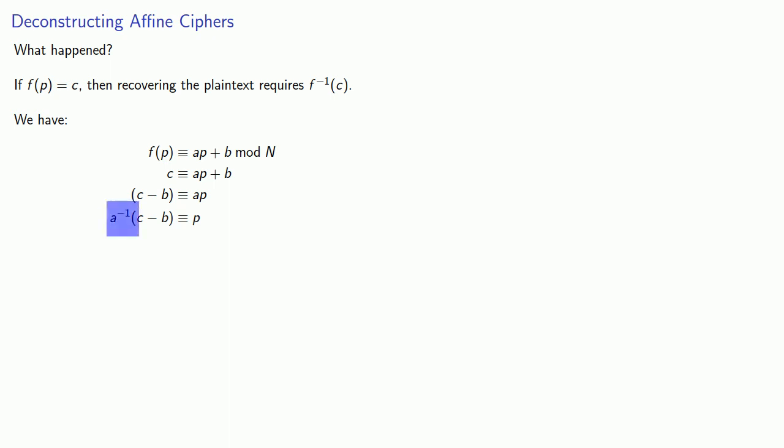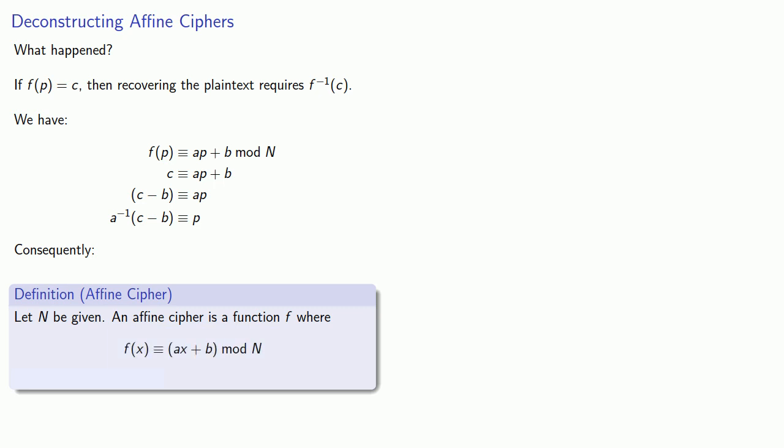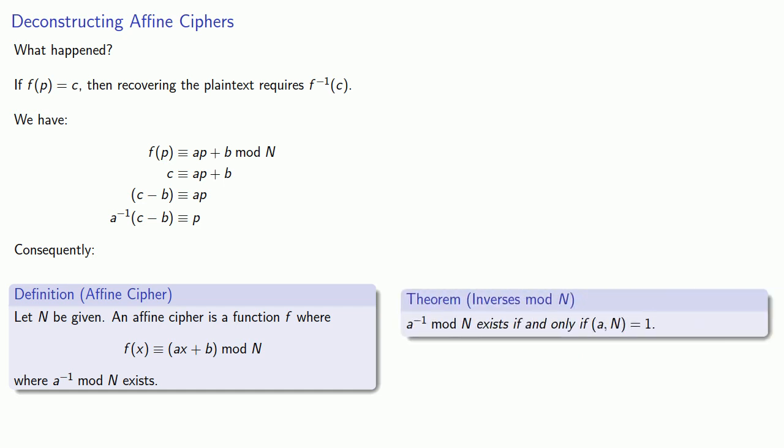And consequently, we have to limit our definition of an affine cipher. Let n be given. An affine cipher is a function f where f of x is congruent to ax plus b mod n, where a inverse mod n exists. And it's useful to remember that a inverse mod n exists if and only if the greatest common divisor of a and n is equal to 1. So let's take a look at a few affine ciphers and see what we can do with them.